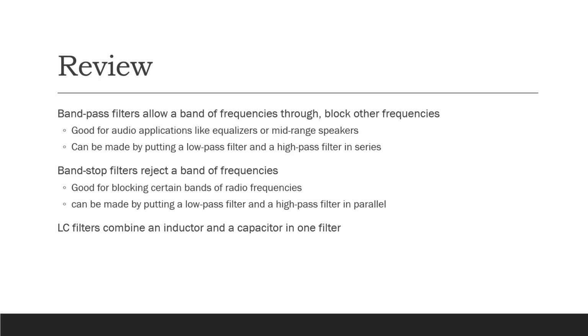Finally, LC filters combine an inductor and a capacitor in one filter. They're good because of their sharp attenuation that allows you to reject certain signals that are near other signals of interest. These are just a few of the advanced types of filters. There are many other designs for these types of filters as well. So these are just a few, but hopefully it gives you a taste for some of the things that you can do with electronic filters.